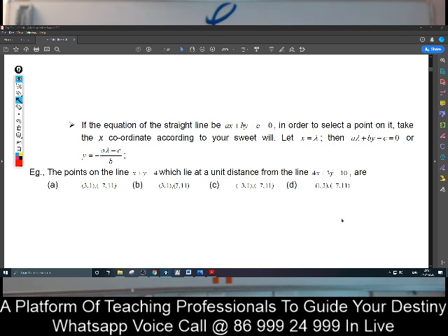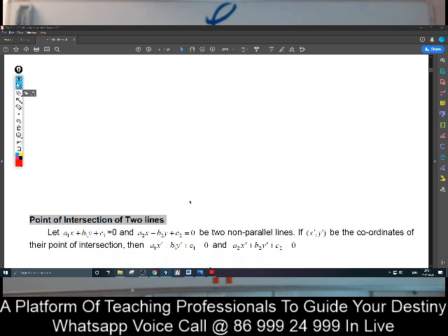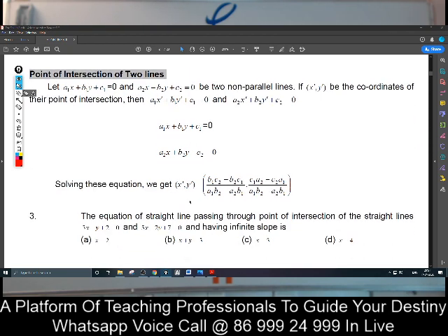Okay, let's go to the next one. Point of intersection of the lines. Everyone knows this, because from your lower classes itself, everyone might have solved two linear equations. There are three methods there: elimination method, substitution method, and cross multiplication method. But everyone has their own style to follow. What I'm suggesting, while solving two linear equations in x and y, is to follow this short form, to write the answer within one step.